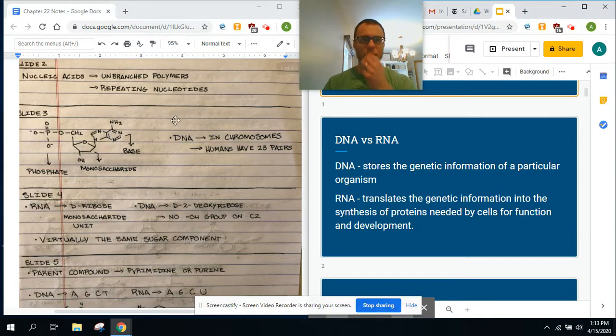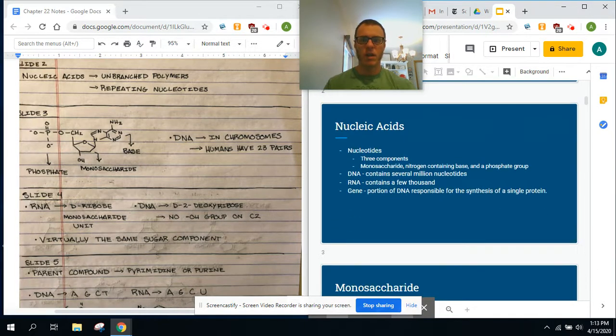So here, they're nucleic acids. They're unbranched polymers, which means they're just in a straight line, and they're repeating nucleotides. And we're going to go over that vocabulary. That's our big thing right here: RNA versus DNA. All right. So nucleic acids. Now you'll be able to read this, all right? But I've drawn some stuff over here.